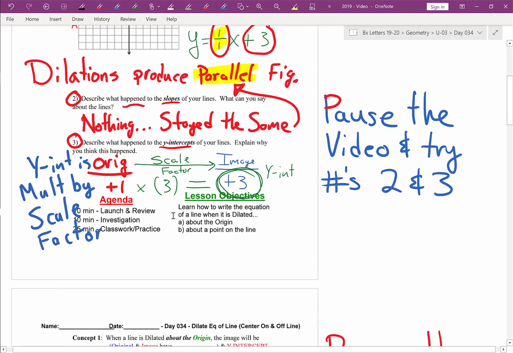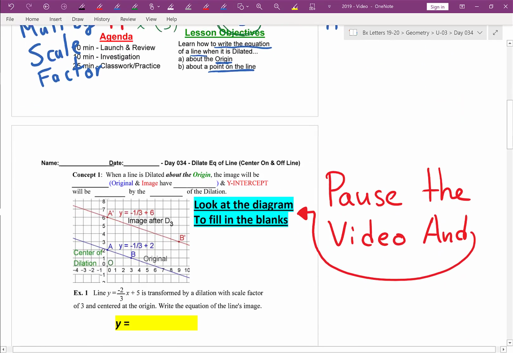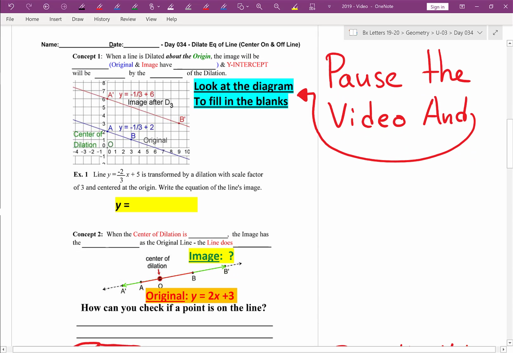We're moving on. So today we're going to talk about how to write the equation of a line when it's dilated about the origin. That would be one rule, and about a point on the line. That would be the second rule, but even easier than the first. So here is the first concept we're going to look at. I would like you to pause the video and look at this diagram and try and fill in those blanks based off of what you see. So go ahead, pause the video and try.